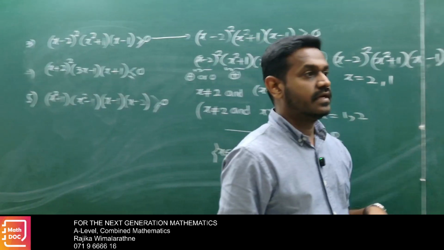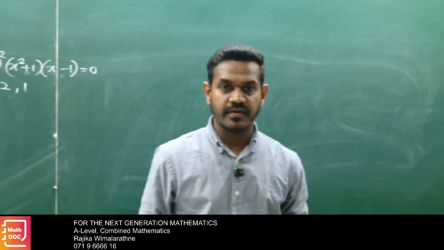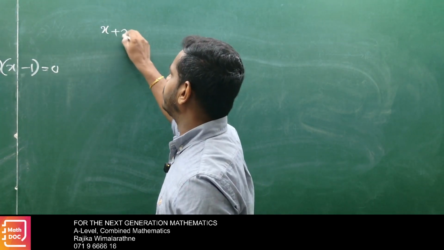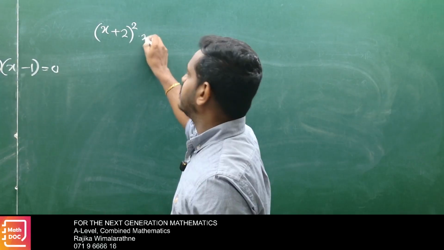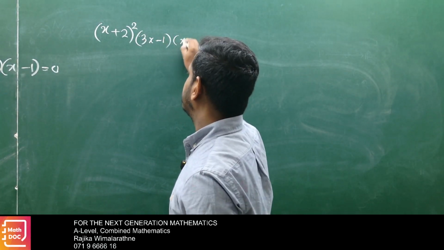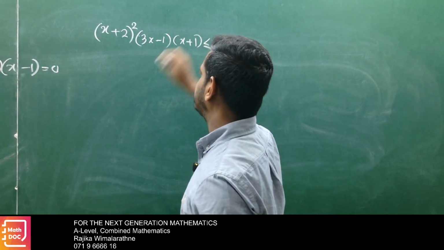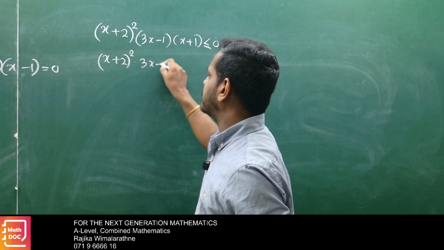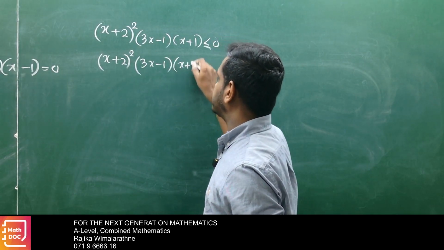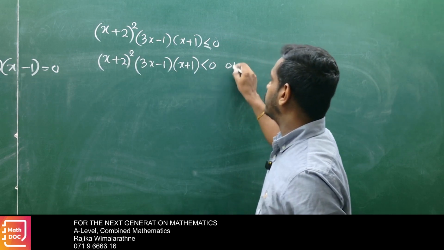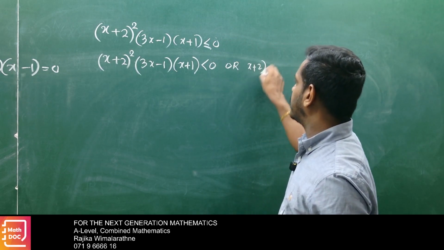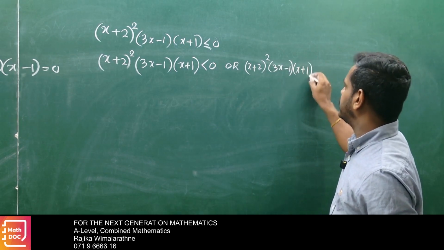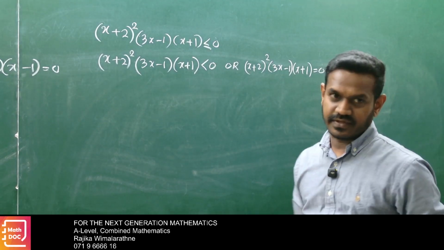Okay, then the second one. Here (x plus 2) squared, (3x minus 1), (x plus 1) less than or equal 0. See, (x plus 2) squared, (3x minus 1), (x plus 1) less than 0, or (x plus 2) squared, (3x minus 1), (x plus 1) equals 0. Likewise, separate equality and inequality.